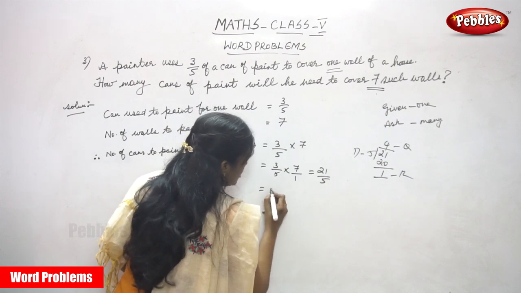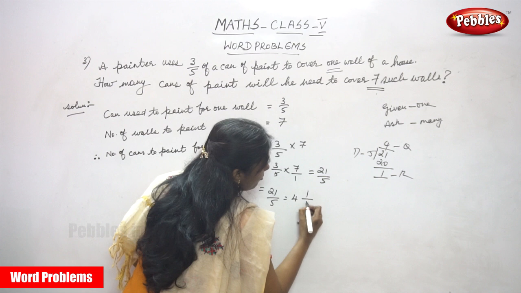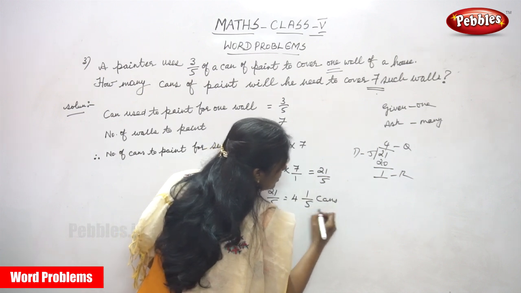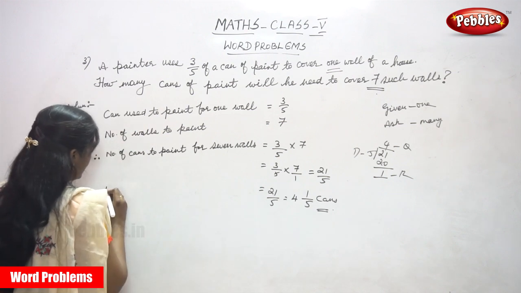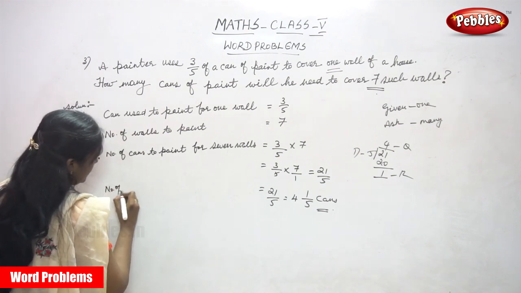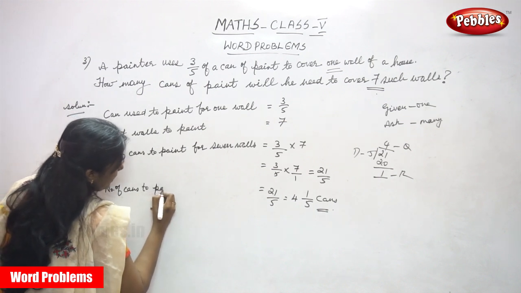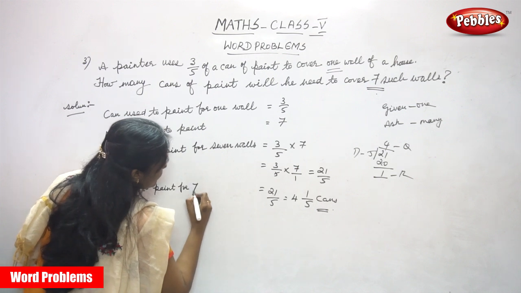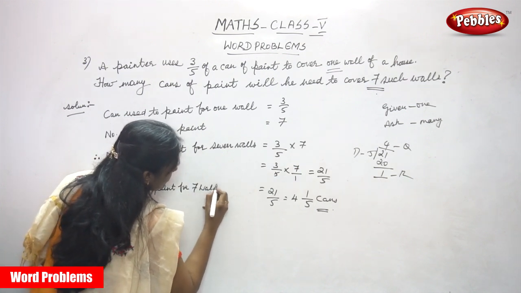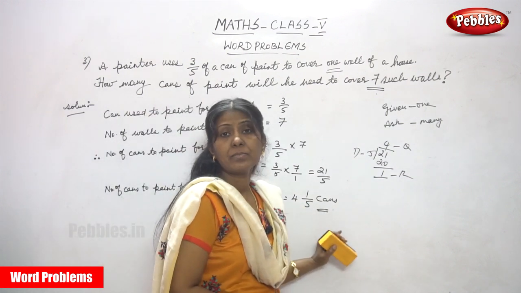So the answer is 21 by 5. It becomes 4 1 by 5 cans. So this is the exact answer for the question. So again you have to write number of cans to paint for 7 walls is equal to 4 1 by 5 cans. Understood?